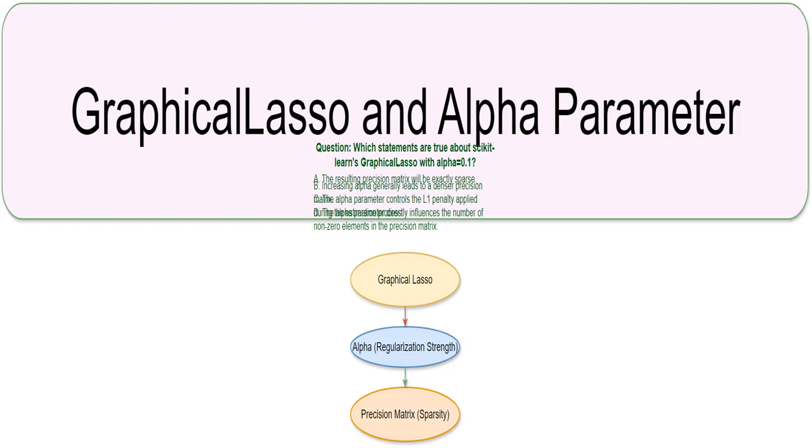The graphical lasso is a method for estimating a sparse precision matrix. It's named after the lasso regression technique used in statistics. The alpha parameter helps control the level of sparsity that graphical lasso aims for in the precision matrix. The goal is to get a simpler, more interpretable model, rather than one that captures every tiny detail. The key is understanding how this alpha parameter regulates the complexity of relationships in our data.